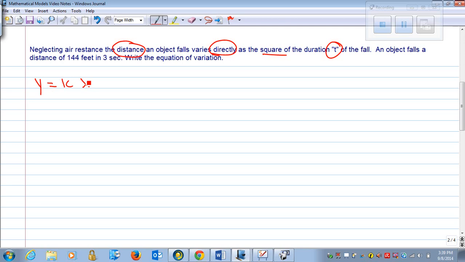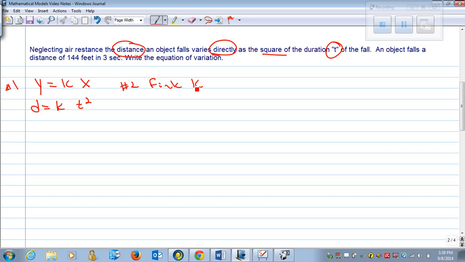Let's plug in. The first variable mentioned in your problem is your y, so the distance, we're going to call that d for distance. D equals k. It varies directly as the square of t, so t squared. So we rewrote it using the correct variables. The first step is to write it. The second step is to find k with given information.